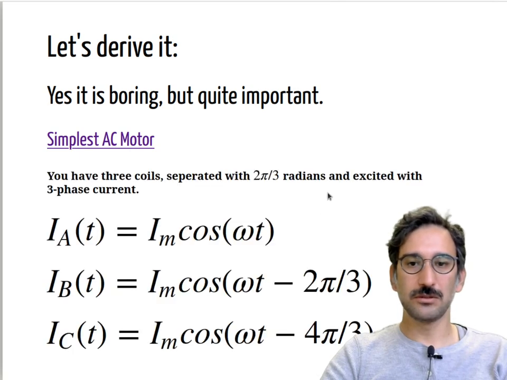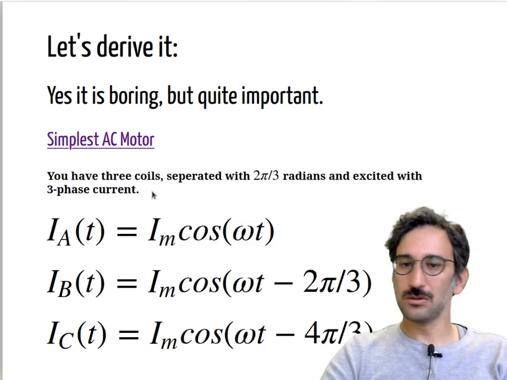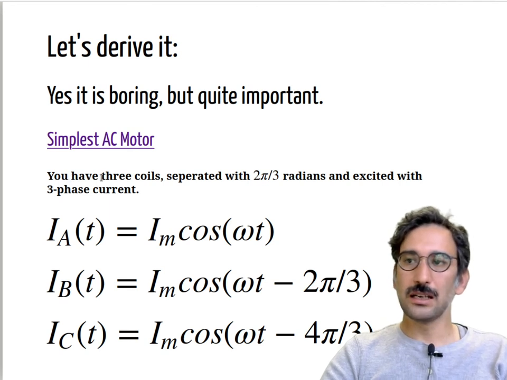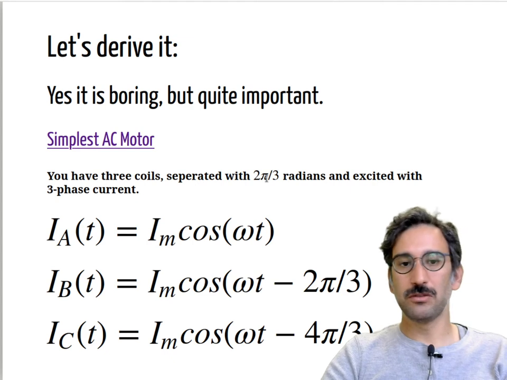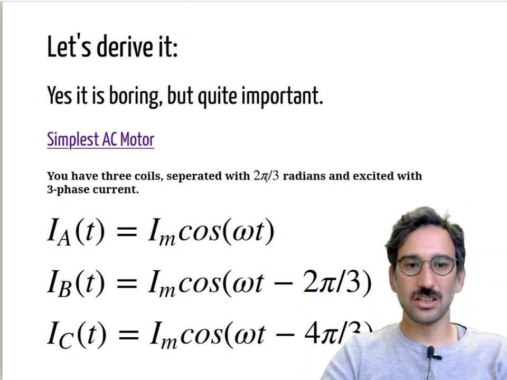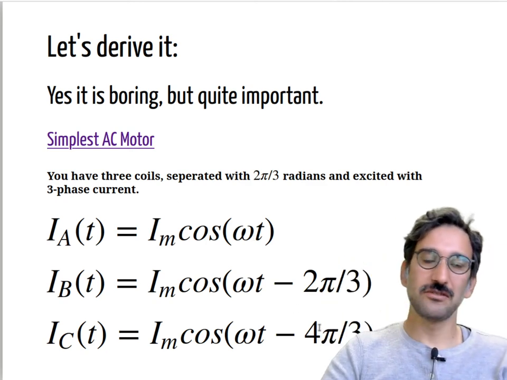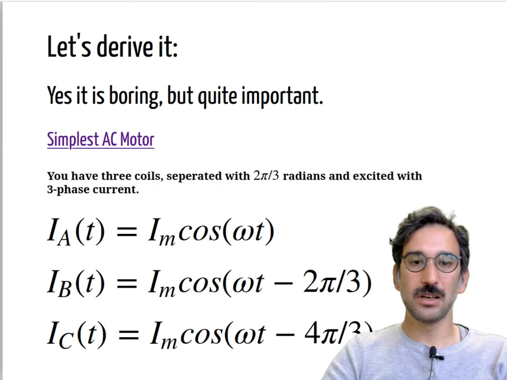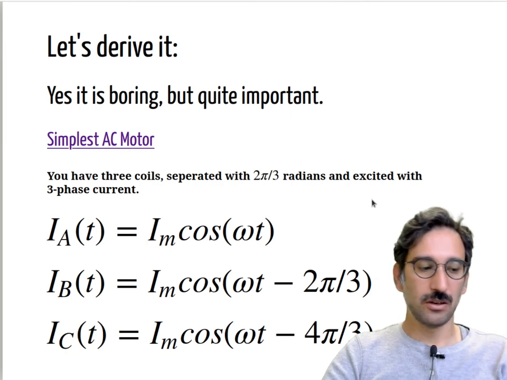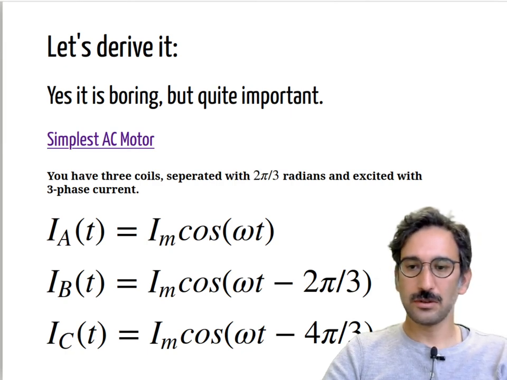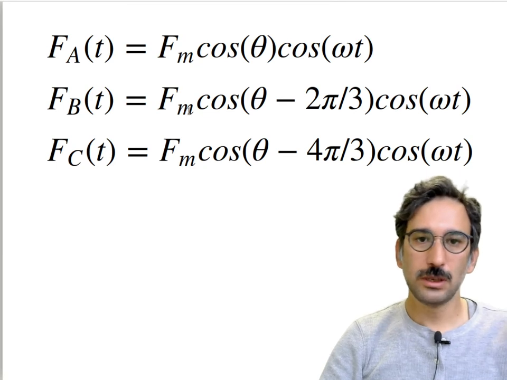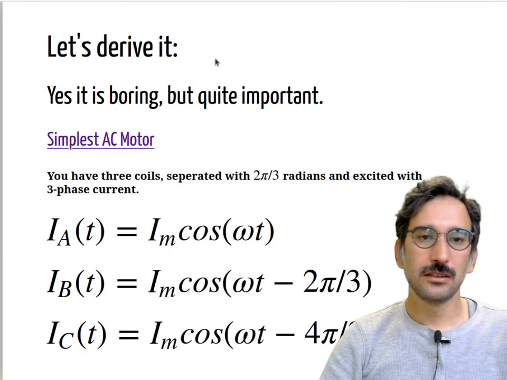I will try to derive it, and I assume I have 3 coils separated by 2π/3 physically from each other, and they are all excited with 3-phase currents. Again, there's a phase difference in time of 2π/3.